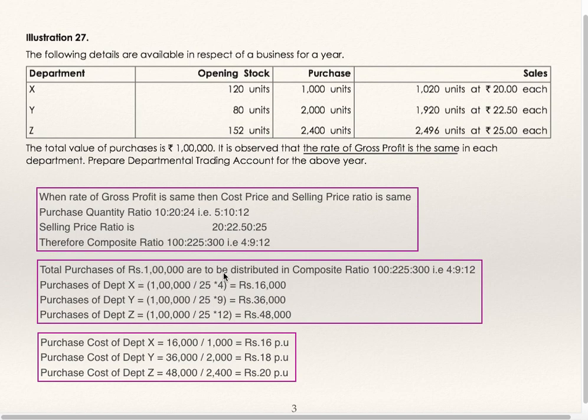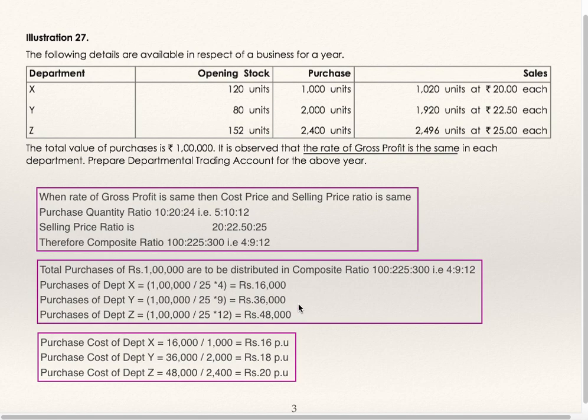Total purchases of 1 lakh are to be distributed in composite ratio, that is 4 is to 9 is to 12. Purchases of department X: 1 lakh divided by 25 into 4, 16,000. Why divided by 25? Because if you add 4, 9 and 12, you will get 25. Purchases of department Y: 1 lakh divided by 25 into 9. Purchases of department Z: 1 lakh divided by 25 into 12. So total purchase cost of department X is 16,000, department Y is 36,000 and department Z is 48,000.